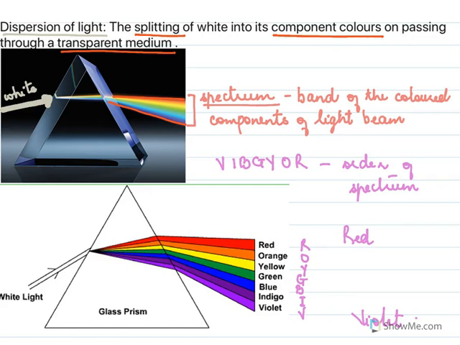So here we learn what is dispersion of light. There is a splitting of light into its component colors, and we also have learned what is the spectrum. This band of colors so obtained is called the spectrum.